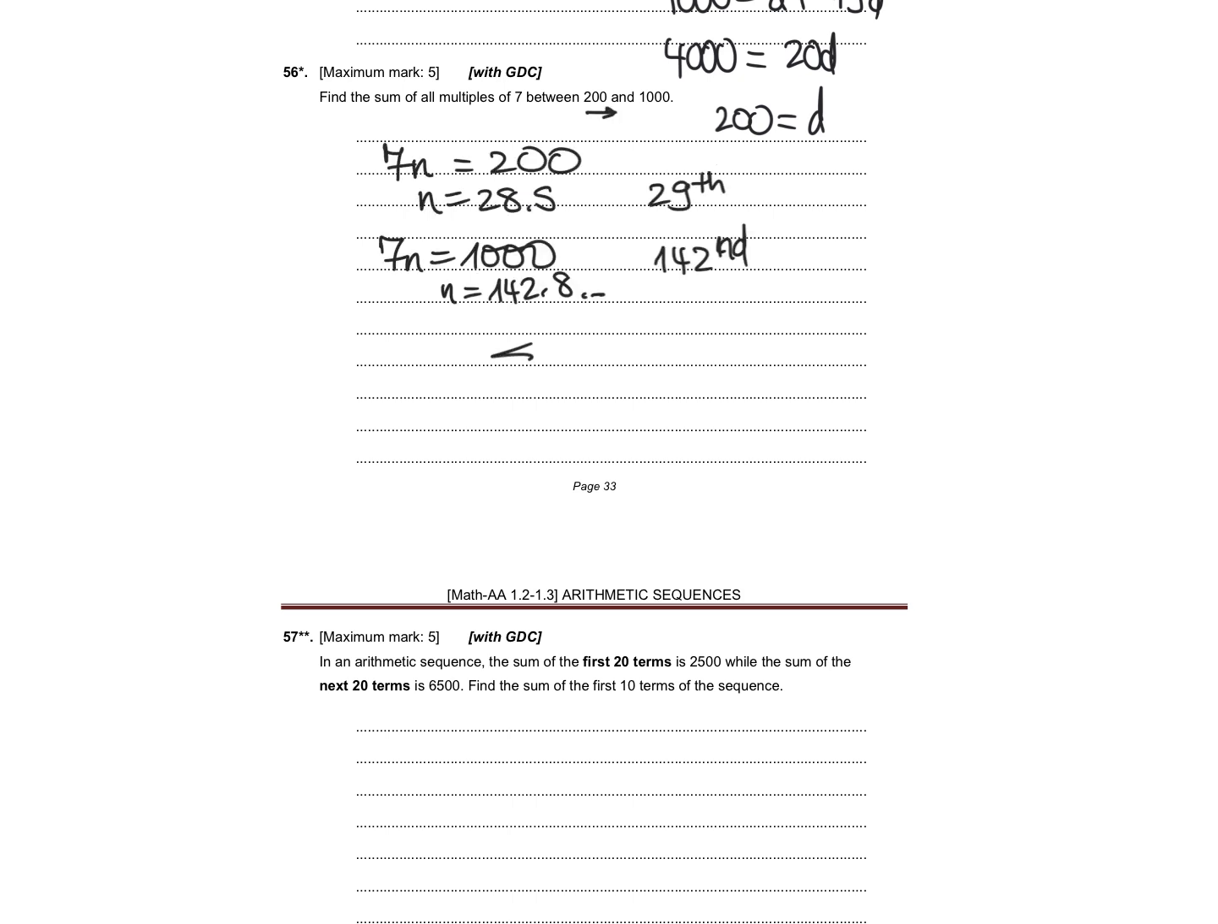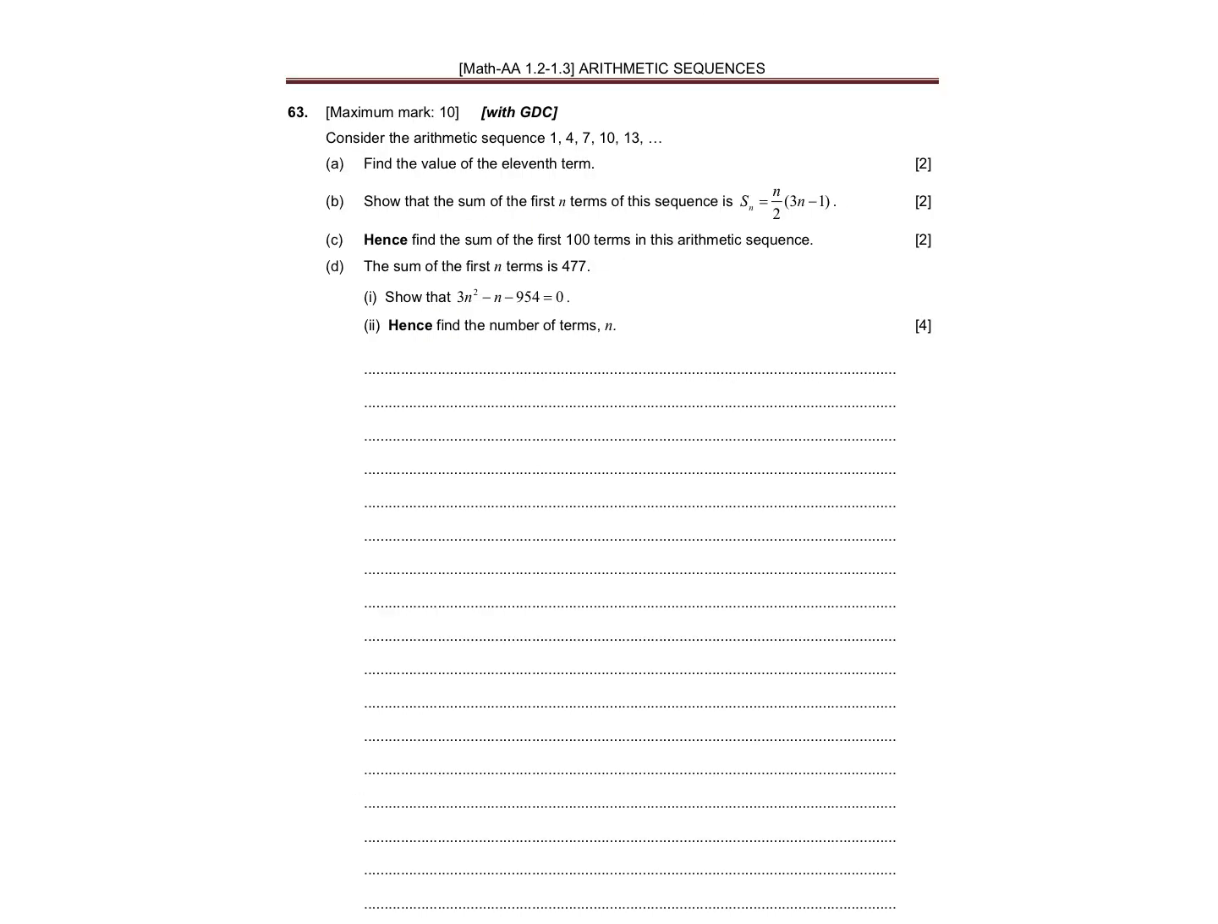So that means we want the sum from the 29th term to the 142nd term of 7n. And you can just do that in your calculator with your sigma. So x is 29 up to 142 of 7x. So you should get 682.29.